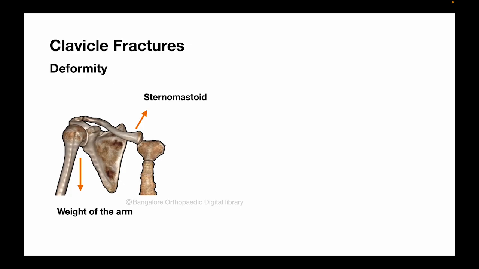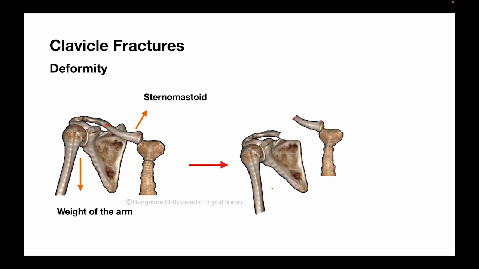The contribution of the muscles in causing the deformity is limited, although sternomastoid may be responsible for superior angulation of the medial fragment. Contrary to popular teaching, pectoralis major is unlikely to be responsible for the deformities as it arises from the medial half of the clavicle.